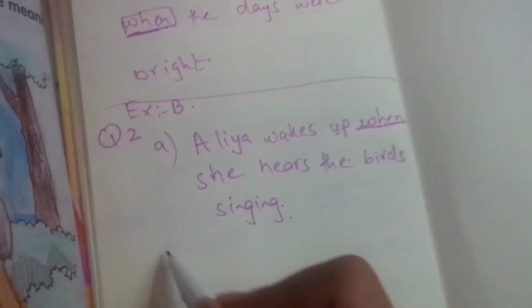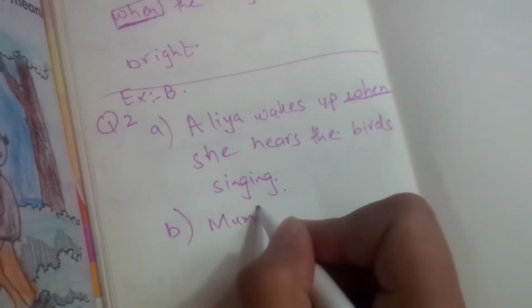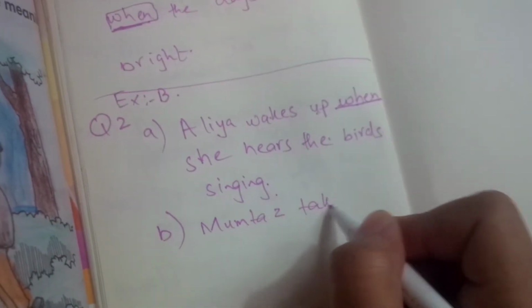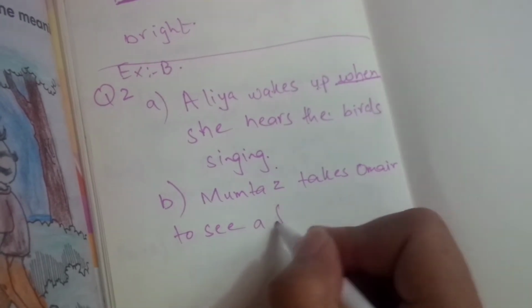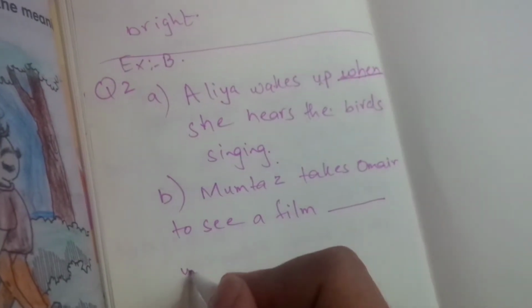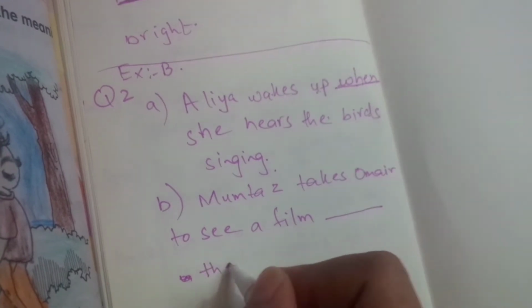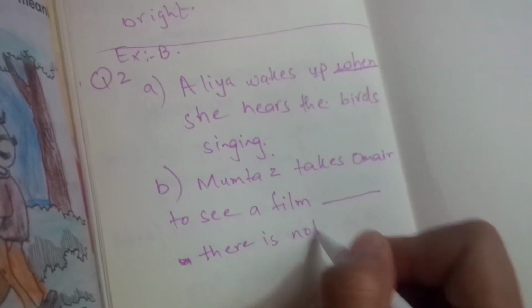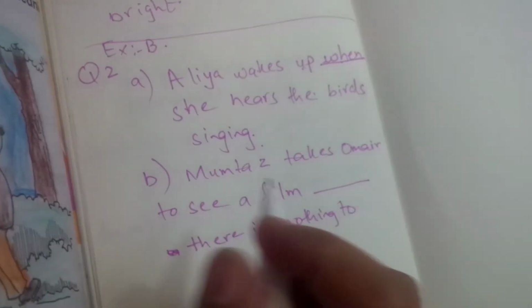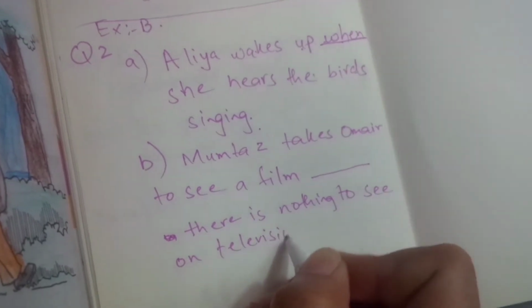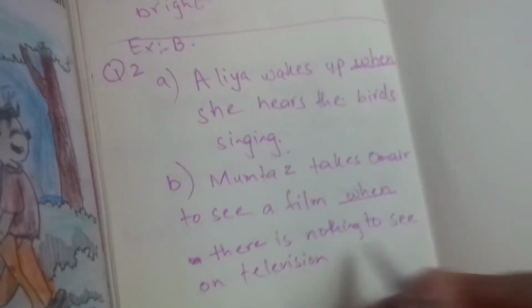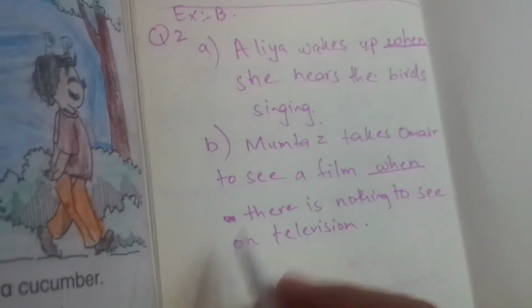Okay, let's do B part now. B part will be: Mumtaz takes Umair to see a film, there is nothing to see on television. Now again we'll write "when" in between, and it is going to become one sentence.